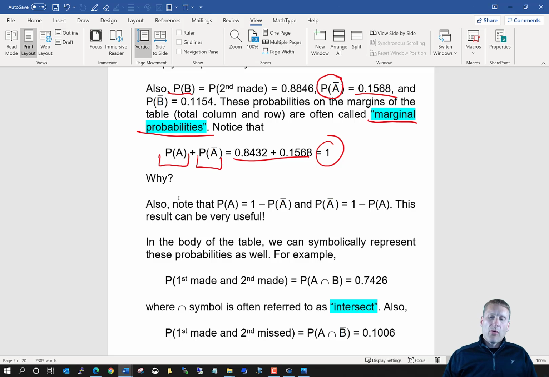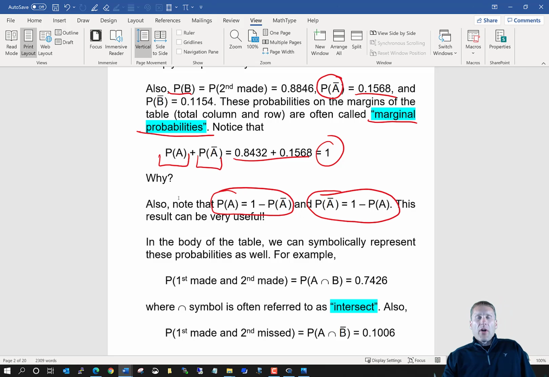And the reason why I point this out is that this leads to a nice expression that we can often use or will come in handy to us. And that is, the probability of A plus the probability of A bar is equal to 1. Well, if we did a little bit of algebra, we can now rewrite this as the probability of A is equal to 1 minus the probability of A bar, or the probability of A bar is equal to 1 minus the probability of A. Again, you'll see how this comes in handy in a number of different places throughout our course.